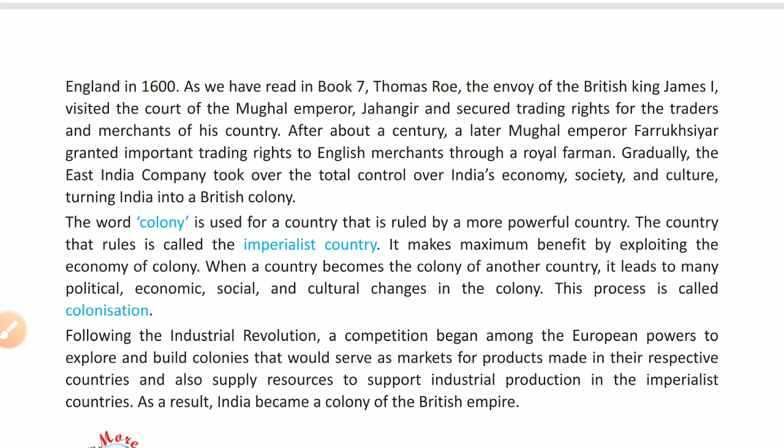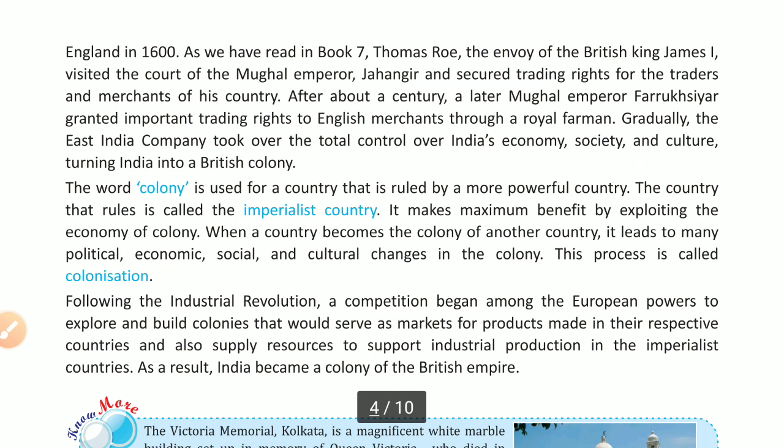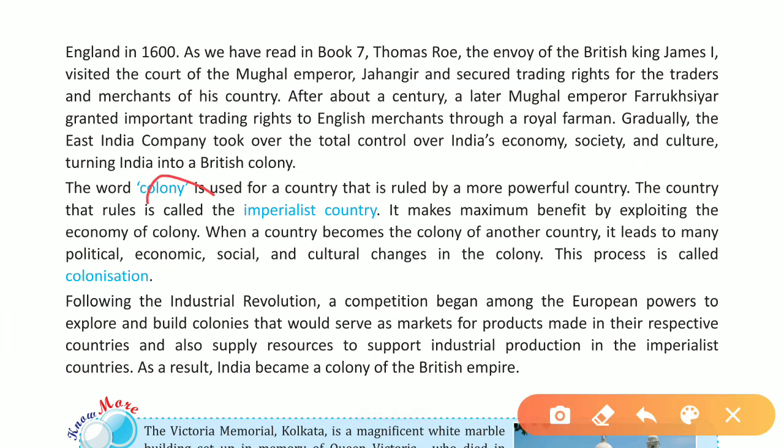The words colony and imperialist country are very important. These two important words: colony and imperialistic country. So, what is a colony? Colony is used for a country that is ruled by a more powerful country. That means India is a colony. It was ruled by a more powerful country, that is Britain. So Britain here is the imperialistic country.